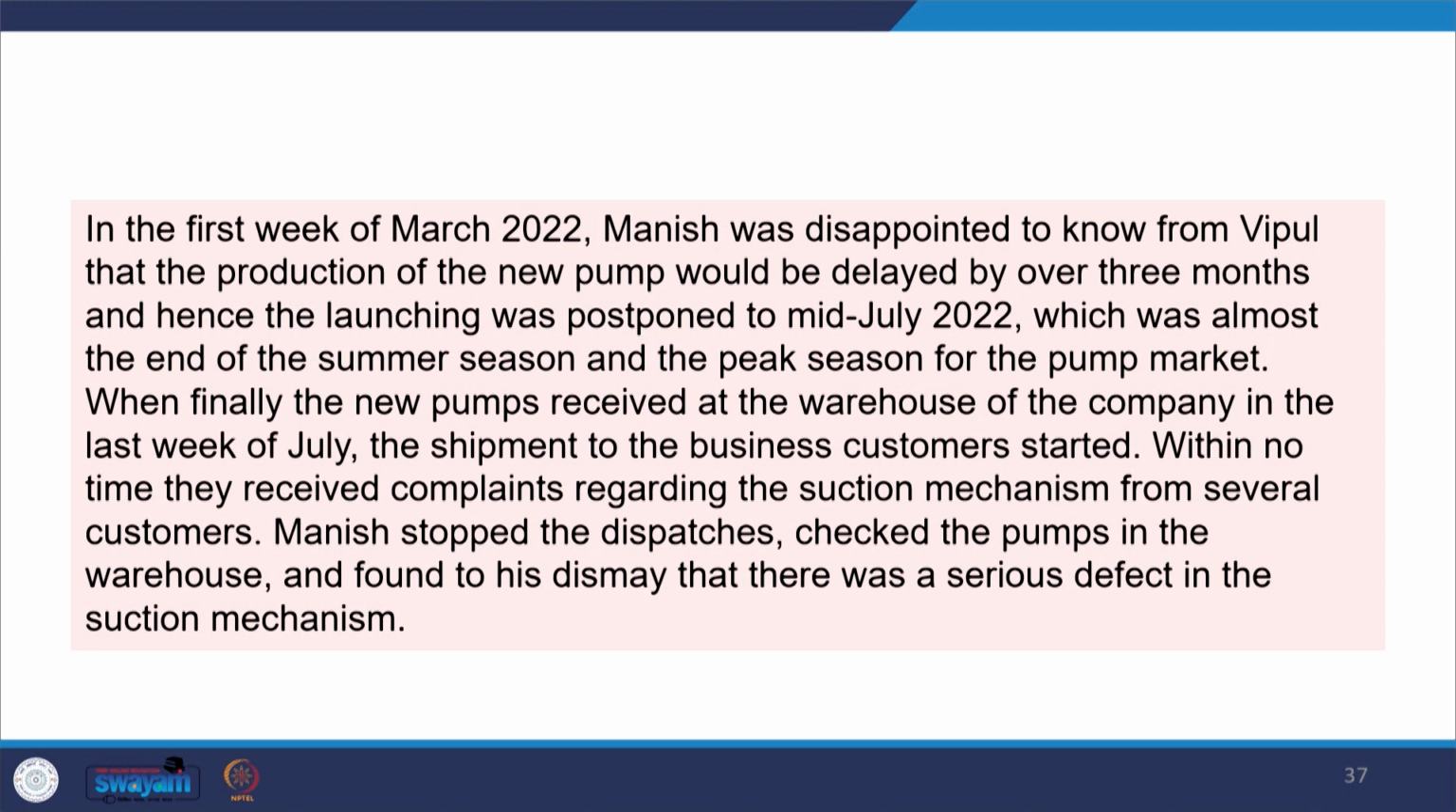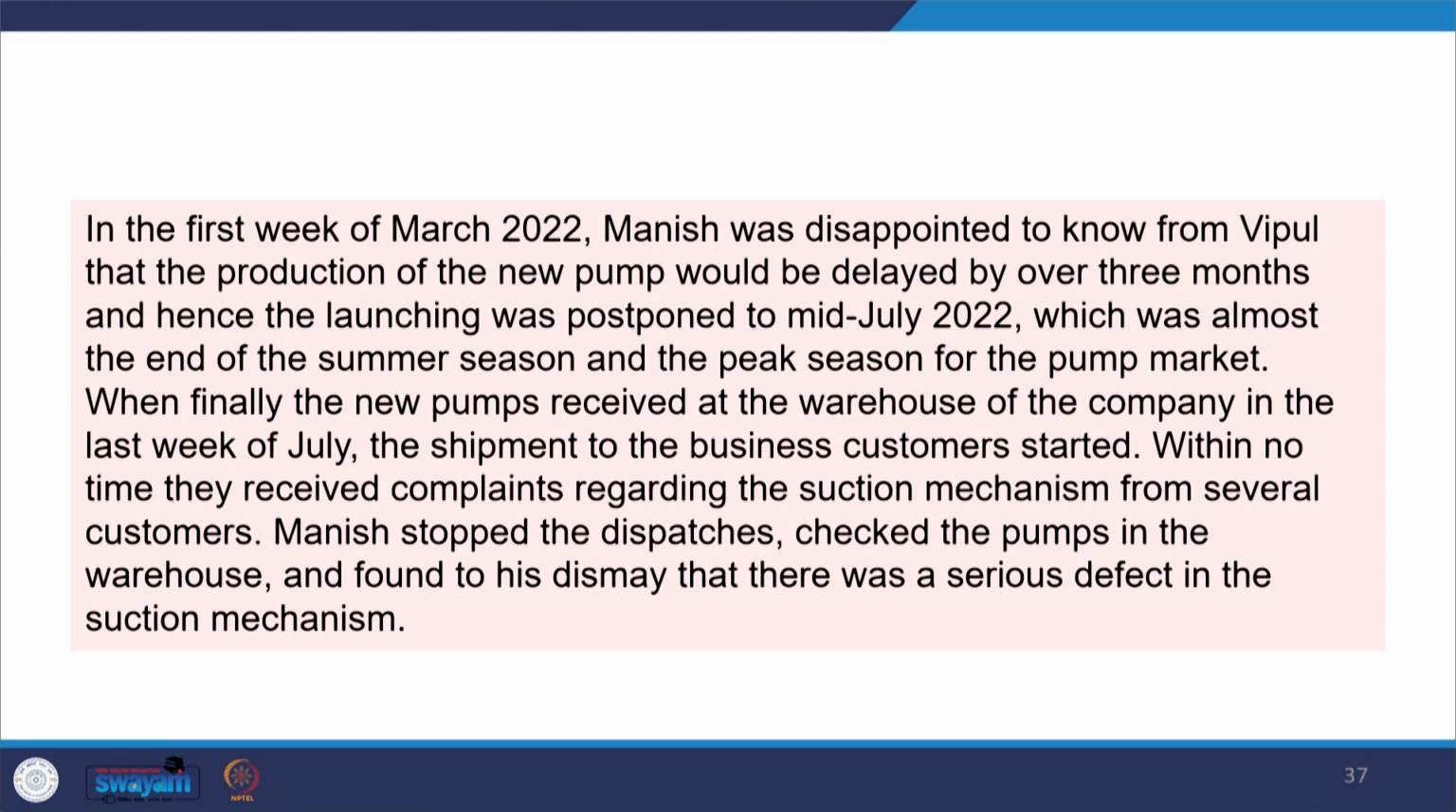In the first week of March, Manish was disappointed to know that the production of the new pump would be delayed by 3 months. Now, why would it be delayed? What happened? The launch was postponed to mid July 2022, right, which was almost the end of the summer season. There was some issue because of which they realized that it could not be launched before July. So, they had to take corrective actions and complete those processes, and only then could they launch it in July. The shipment started during the last week of July, when the shipment to the customers started.